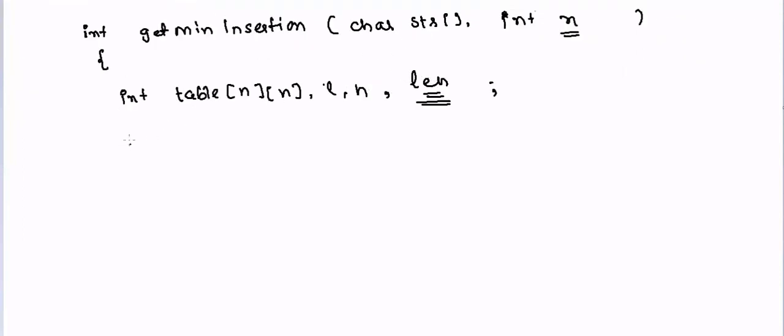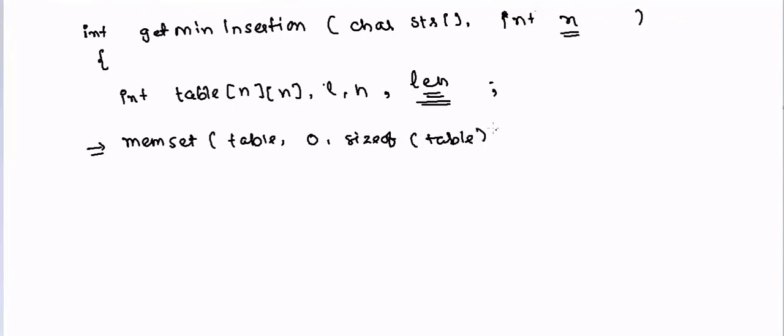So let's start. First of all, if you are writing in C, you need to do memset, which will fill up the table with all the zeros. So we'll do something like this: memset table with 0 and size of table. That will fill all the entries of the table with zeros. Now let's start the for loop. The for loop we need to write is something like this.